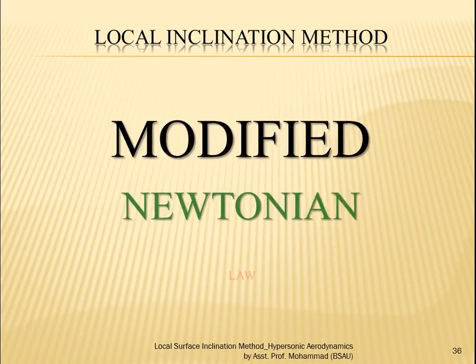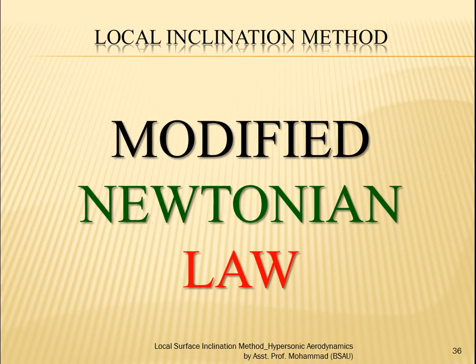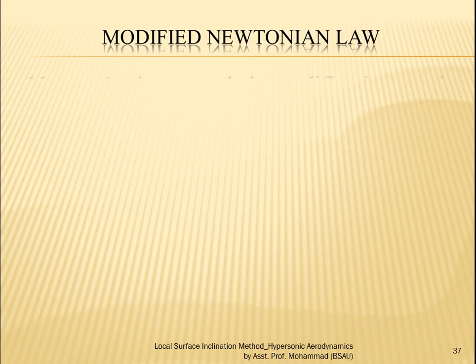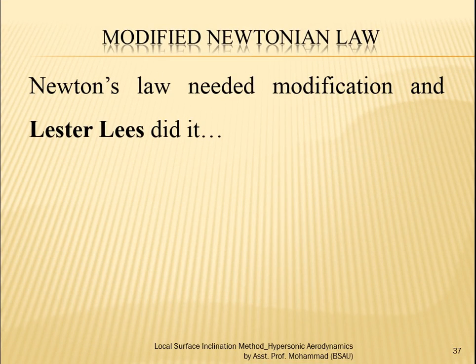Now we saw that Newton's law is applicable here, and we tried to derive the relation also, but something is missing there, because it's not always the case that when you have theta equal to 90 degrees, we get the same maximum value. This maximum value is not the same all the time, so definitely Mach number has to affect it. So Newton's law was modified, and the modification was given by someone called Lester Lees.